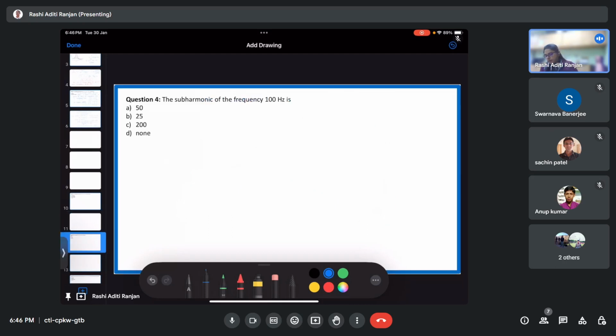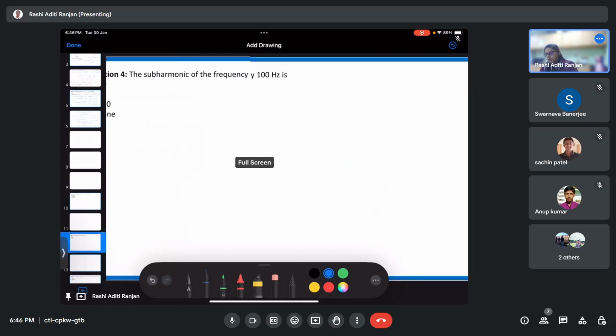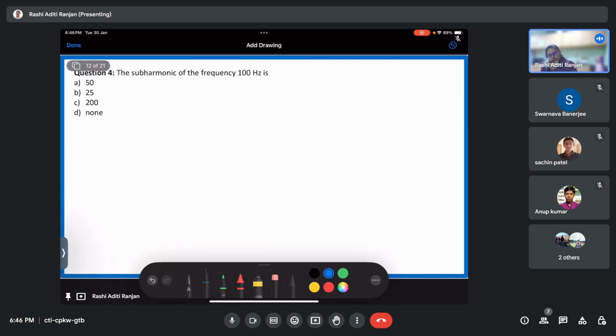So I'll come to the fourth question. The question is: the subharmonic of the frequency 100 Hertz is. The reason that I'm taking this question is that although there is no mention of harmonics like subharmonic and superharmonic in the lecture till now, there is a question related to it in your assignment. So I'm taking up this question so that it would help you in solving the assignment question.